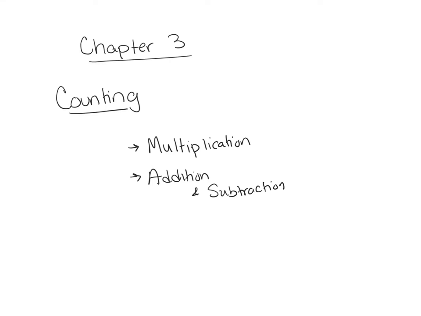We're going to now go back to chapter 3, which is about counting. So we get to have a break from proving things, and we're just going to count things instead. But in fact, we're actually going to prove a lot of these things about these counting principles. So it's going to be sort of weird.